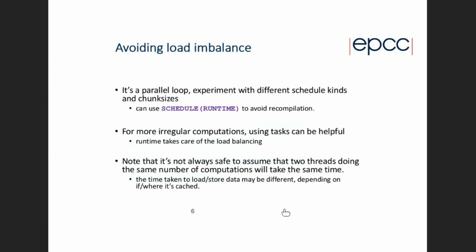What can we do about that? If it's a parallel loop, then clearly you have all the different schedule kinds and chunk sizes at your disposal, and you can use the schedule runtime option to avoid having to recompile while you're experimenting. For more irregular computations, using tasks can be helpful. That's a topic for the advanced OpenMP course, which covers tasks. But in that case, the runtime takes care of the load. It's supposed to try and take care of the load balancing for you.